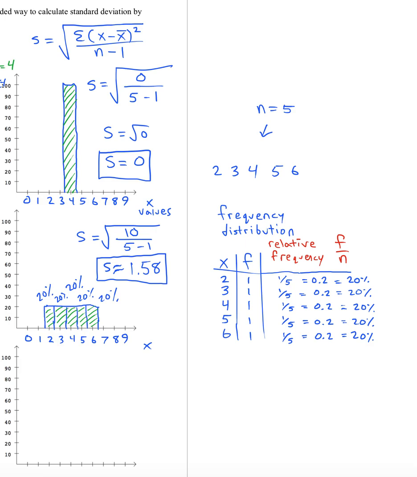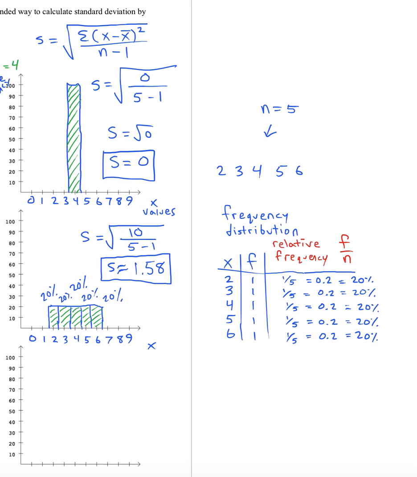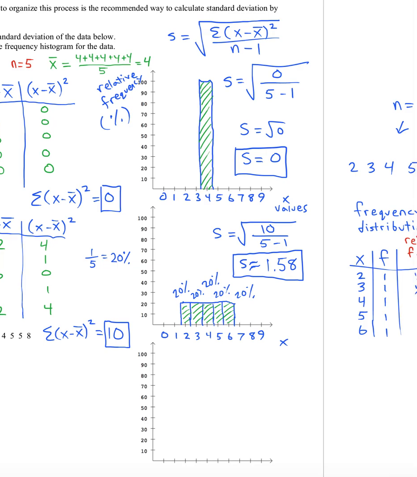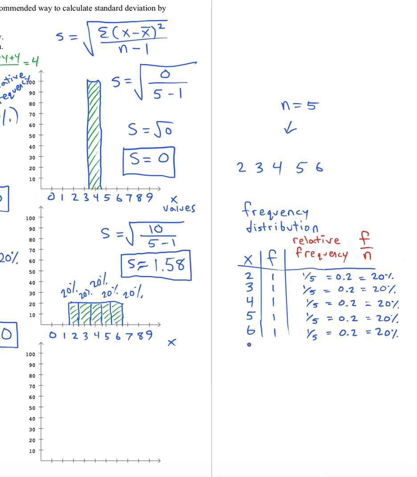Okay, so now that we know how to do a frequency distribution, let's try it for our next data set. We've got 1 0, 2 3s, 3 4s, 2 5s, and 1 8. I'll copy that data down here. Okay, so in this table, we're going to want to put a 0, a 3, a 4, 5, and an 8.